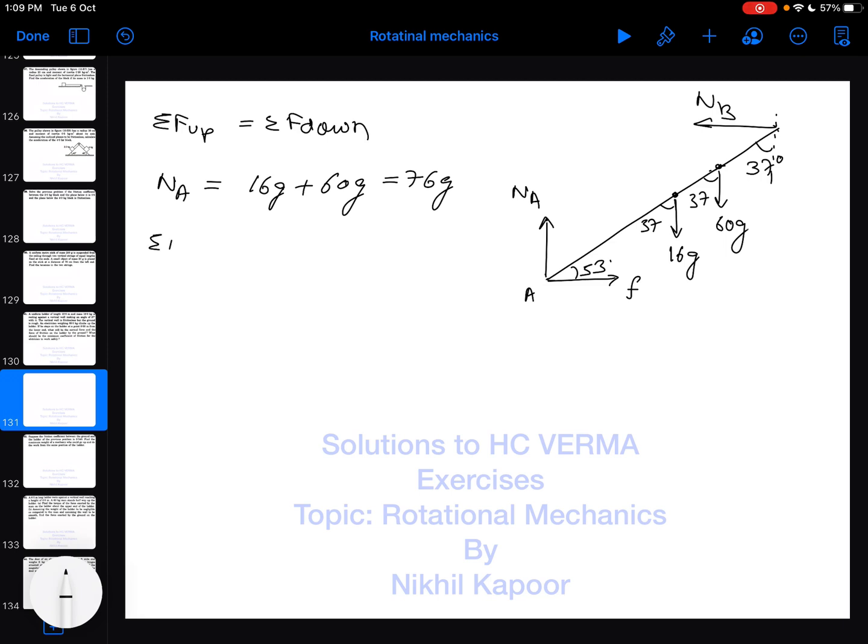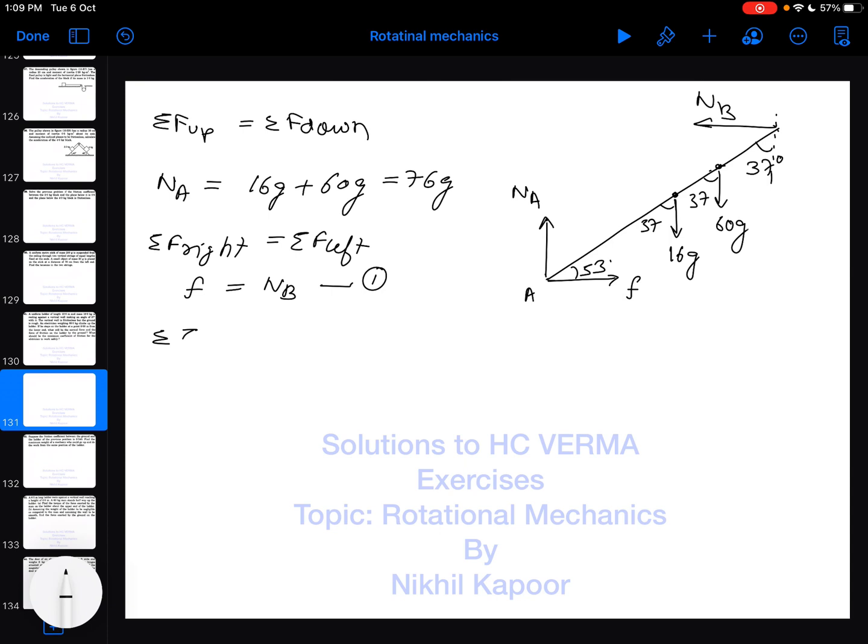Now total force acting towards right must be equal to total force acting toward left. So you will see that the force acting towards right is the frictional force, and to the left is the normal reaction from end B. That is the only thing. So as NA is known to us, this is equation 1, where F is equal to NB.